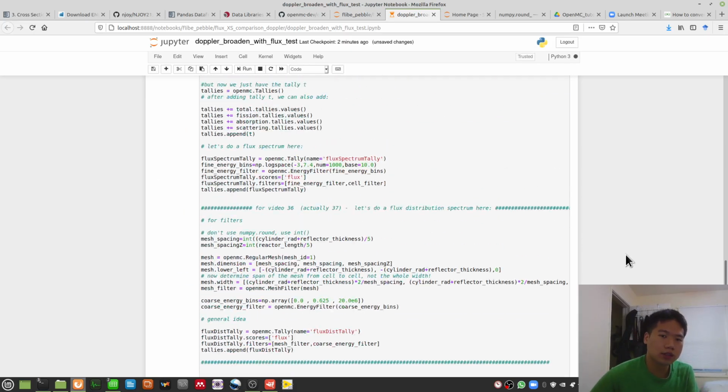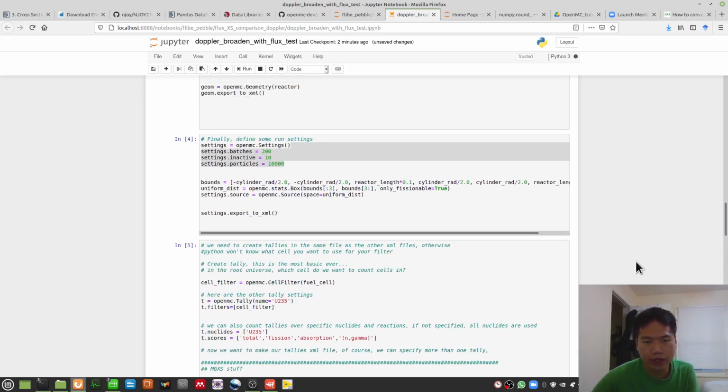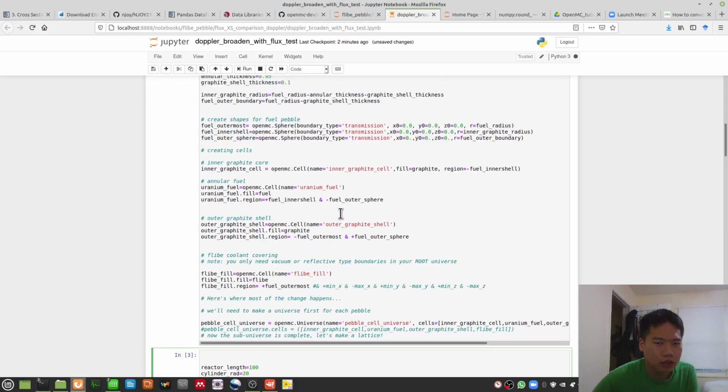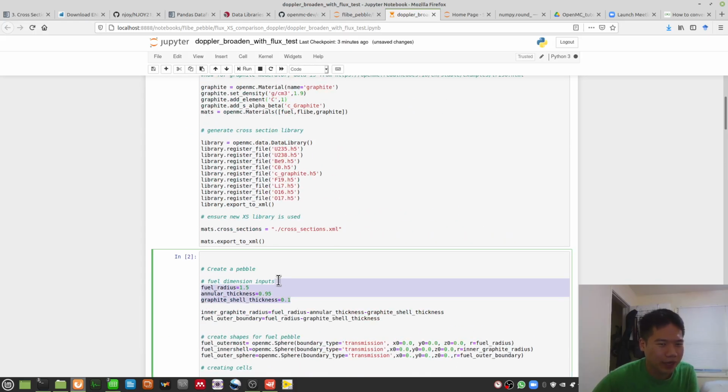Okay, so this is the reactor, which has these parameters: 100, 20, 70. I think I should start recording all these down in proper Excel sheets. Fuel radius 1.5, annular thickness 0.95, graphite shell thickness 0.1.